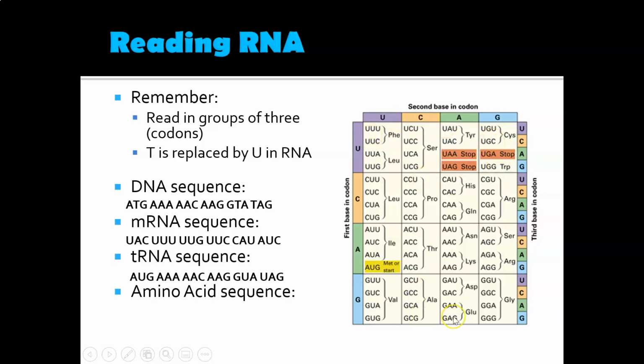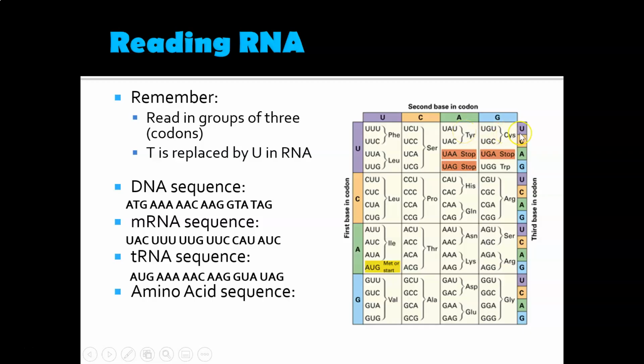Everything else below it is irrelevant to me, at least in this particular situation. So I'm going to focus on this top row because my first base is a U. Then I can go down the columns. That's going to correspond to the second base. So all my U's are in the first column, C's in the second, A's in the third, G's in the fourth column, based on the second letter in the codon. So go back to my messenger RNA. I've got a U as my first, A as my second. So I'm in this row, and now I know I'm in this column, so I'm somewhere in this box.